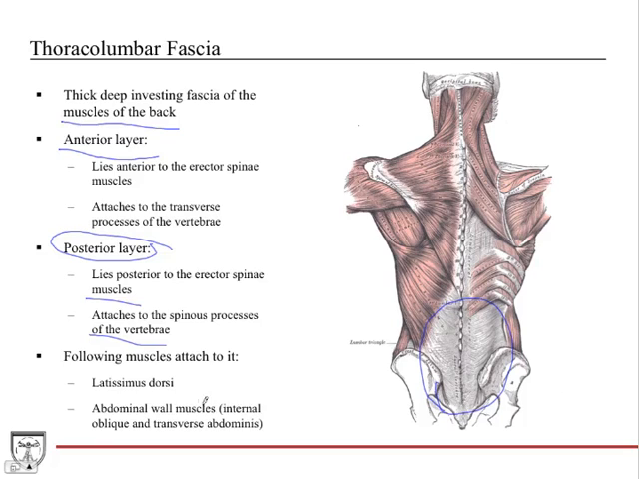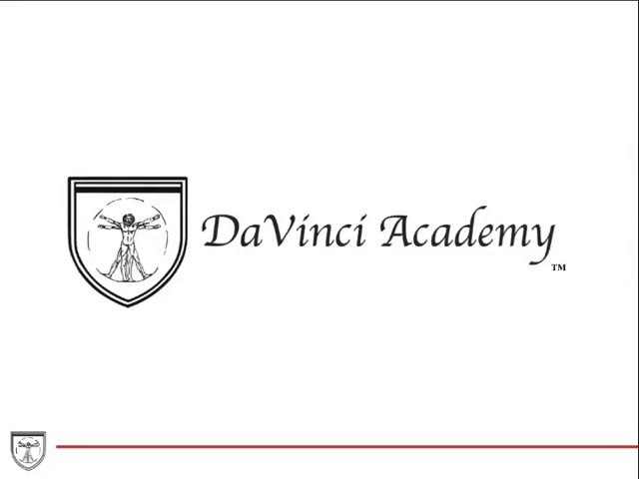And then the following muscles attach to it. So latissimus dorsi, which is right here. You can see it attaching here. And then the abdominal wall muscles, the internal oblique and transverse abdominis muscles, which are found on the anterior portion of the abdomen, they wrap around here and have attachments also on the thoracolumbar fascia. All right, and that concludes our discussion of the back muscles.